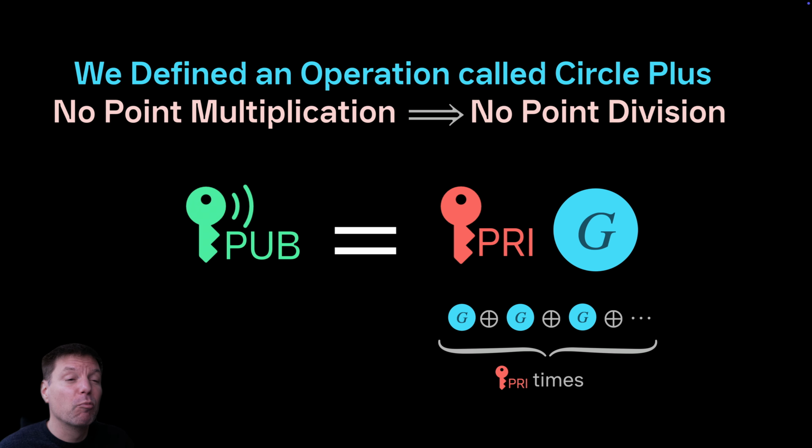This is a really tough problem, and it's a form of what is called the discrete logarithm problem. And this is what's really tough in keeping that private key safe.